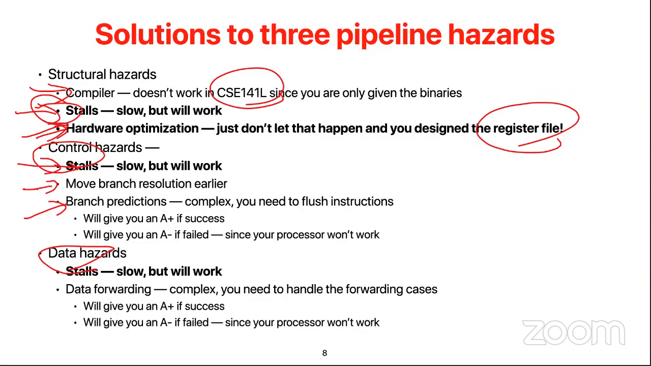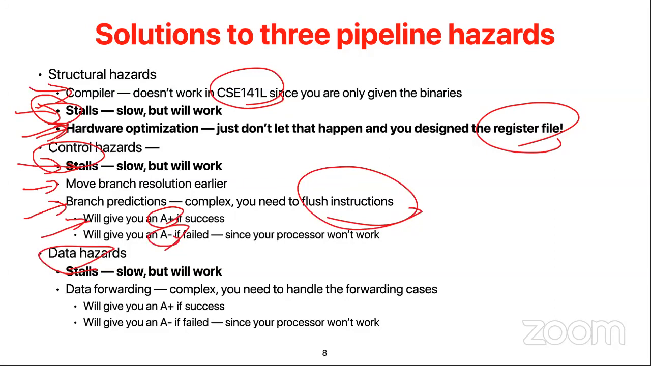However, if it's a straightforward branch, you are going to save a few cycles, right? If you predict incorrectly, you need to flush instructions, and it would take some time to figure out how to implement that. High risk, high reward. In this class, if you implement branch prediction, you will get an A+. However, the risk is that if you don't get it right, your processor is not going to work.